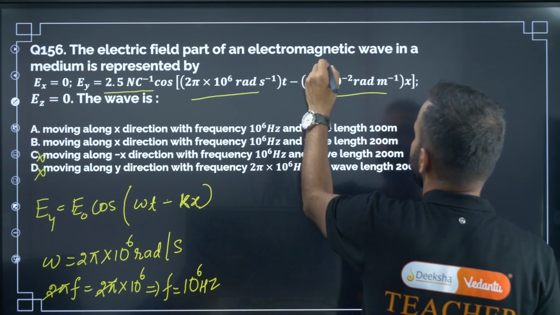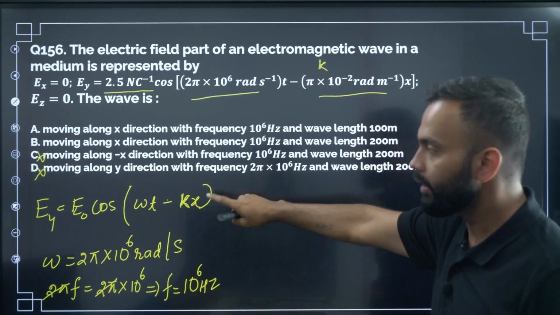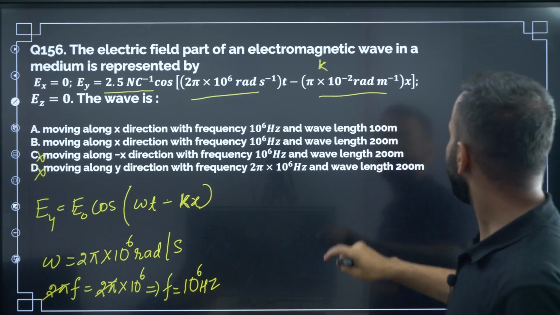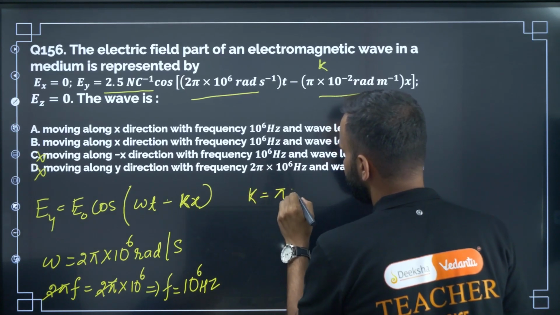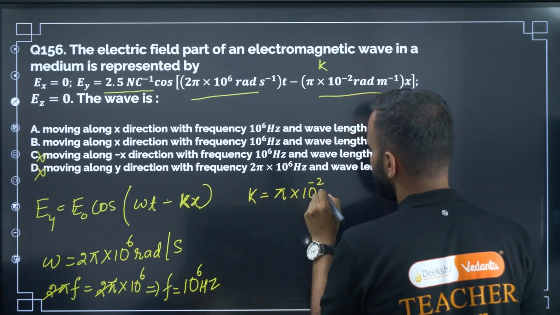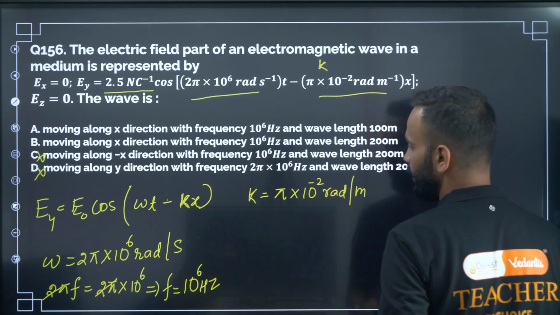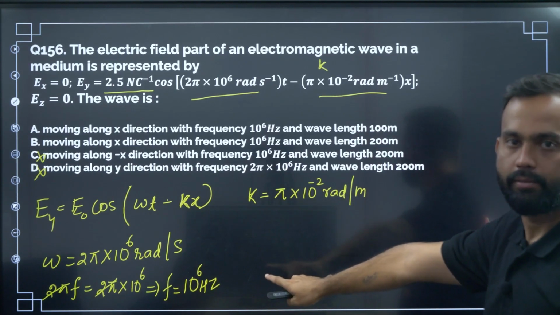Here the k value is given. Compare these two equations. So this is the value of k. K is pi into 10 to the power minus 2 radian per meter, right? So k is 2 pi by lambda, that we know.